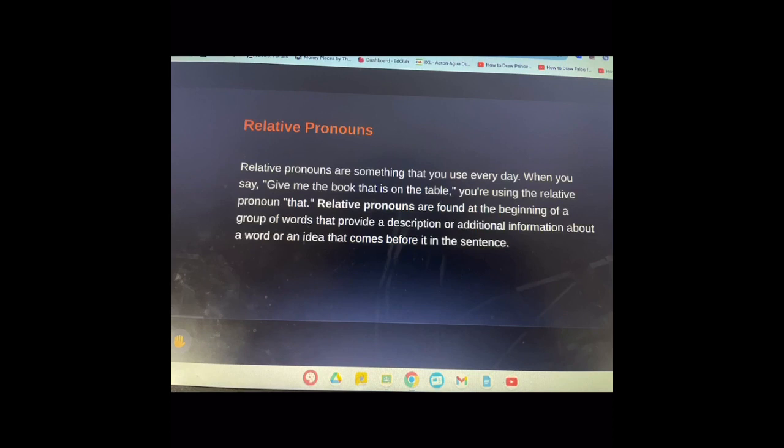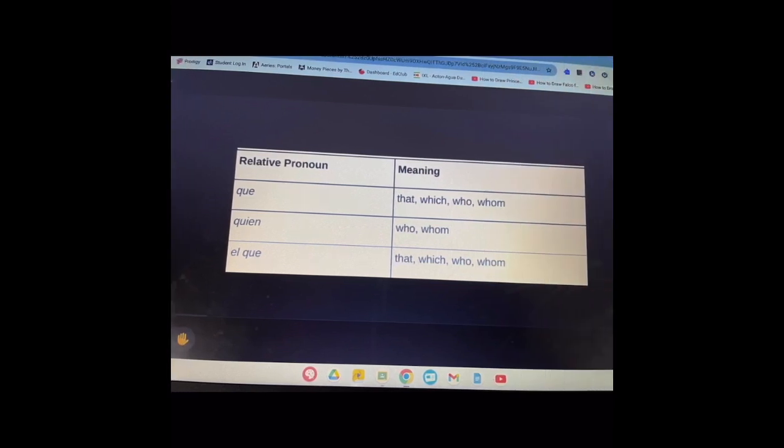Alright, relative pronouns. Relative pronouns are something that you use every day. When you say, give me the book that is on the table, you're using the relative pronoun that. Relative pronouns are found at the beginning of a group of words that provide a description or additional information about a word or an idea that comes before it in a sentence.